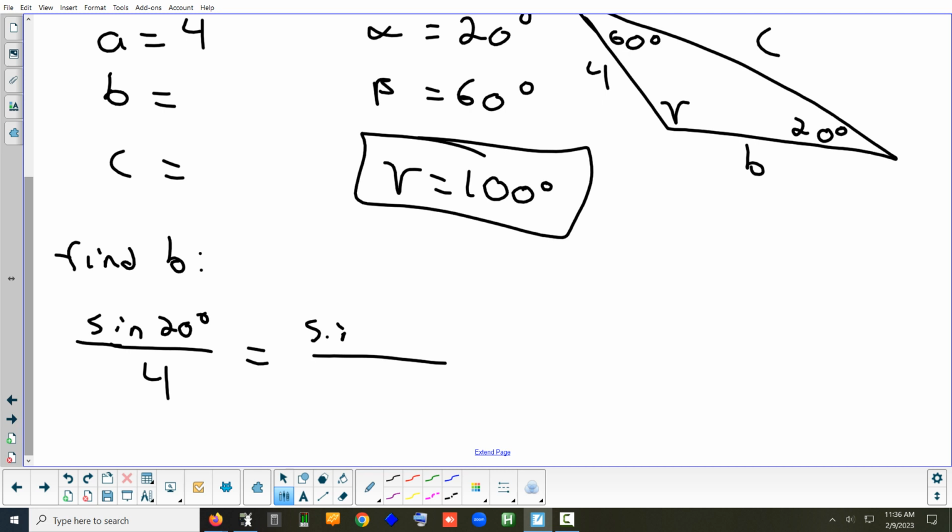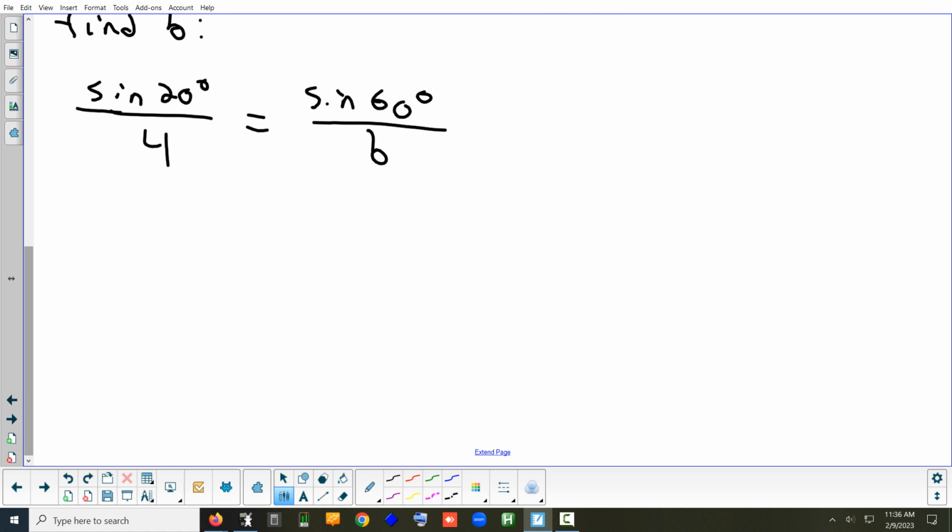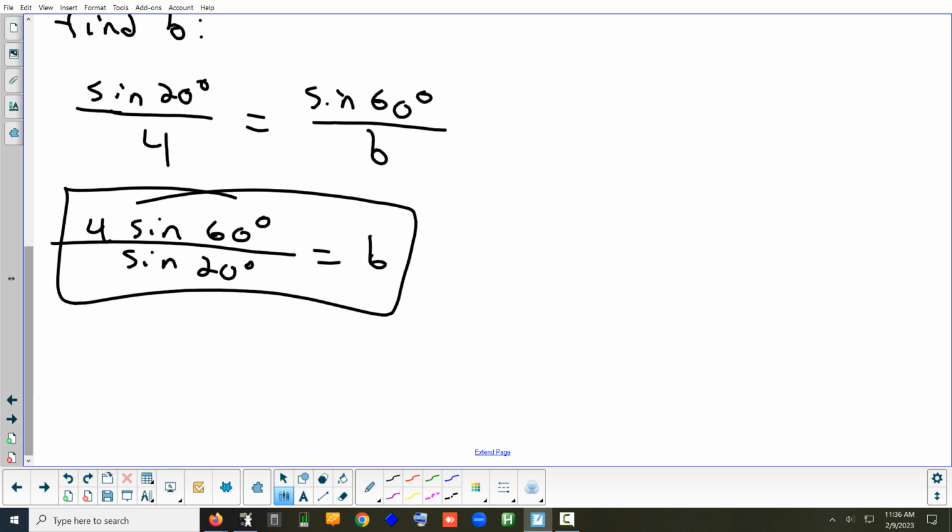So sine 60. And what goes in the bottom? B. And how do we solve that to get B by itself? Multiply 60 by 4 and divide it by 6. Yep, so it's going to be 4 sine 60 divided by sine 20. That's doing the cross multiplying all in one step. You'd have 4 sine 60 equals B sine 20, but then you'd have to divide by sine 20 to get B by itself.